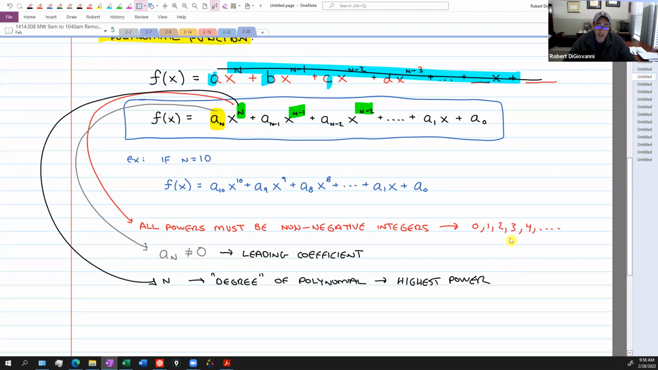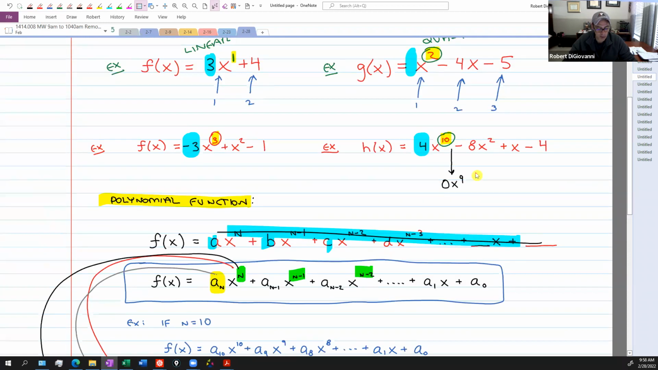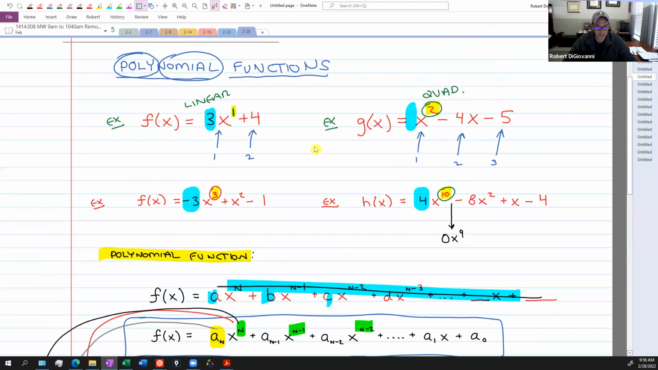So if we go back up here and look at the 4 examples I just gave, the blue numbers 3, 1, -3, and 4 are the leading coefficients of those polynomials. The 1 is the degree of this linear function. It's a degree 1 polynomial. A quadratic is a degree 2 polynomial. This would be a degree 3 polynomial, and this would be a degree 10 polynomial.